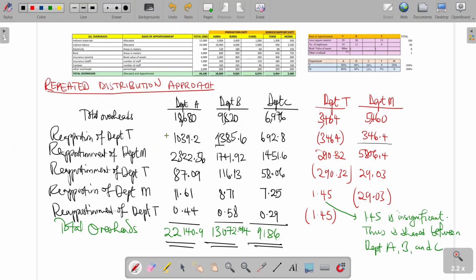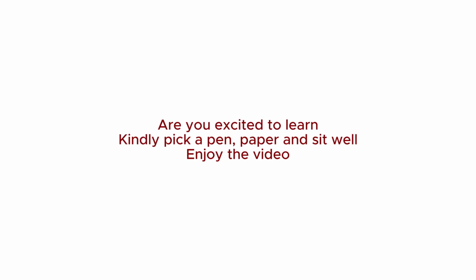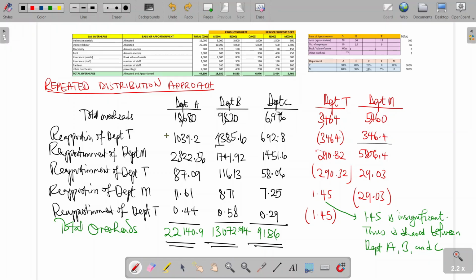In these tutorials, I'm going to explain the repeated distribution approach in overhead reapportionment. Let's go straight to the solution. The question on the top left is a well-solved question where we have deduced the total overheads.